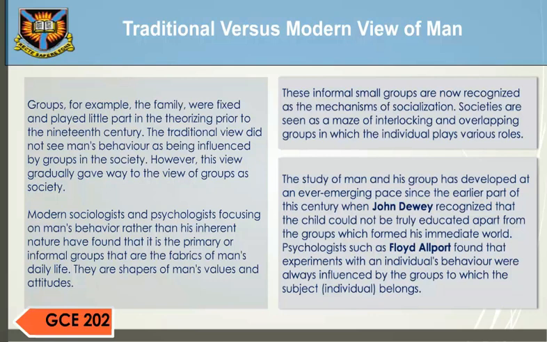Modern sociologists and psychologists, focusing on man's behavior rather than his inherent nature, have found that it is the primary or informal groups that are the fabrics of man's daily life. They are shapers of man's values and attitudes. These informal small groups are now recognized as the mechanisms of socialization. Societies are seen as a maze of interlocking and overlapping groups in which the individual plays various roles.